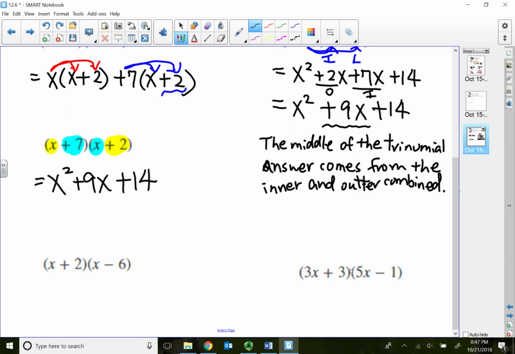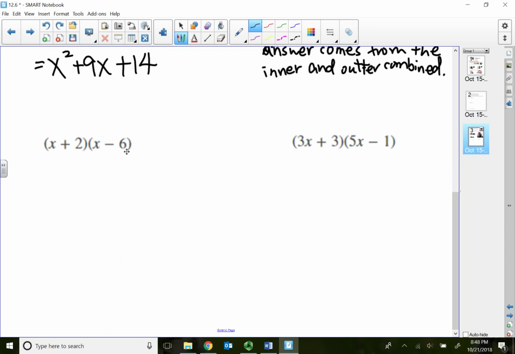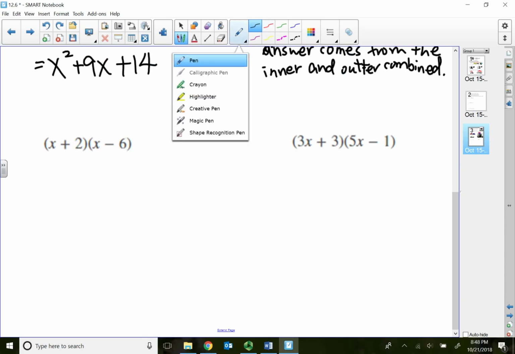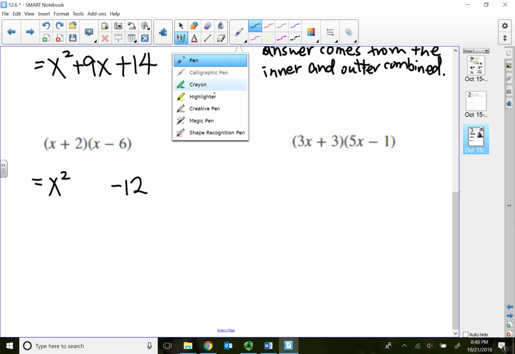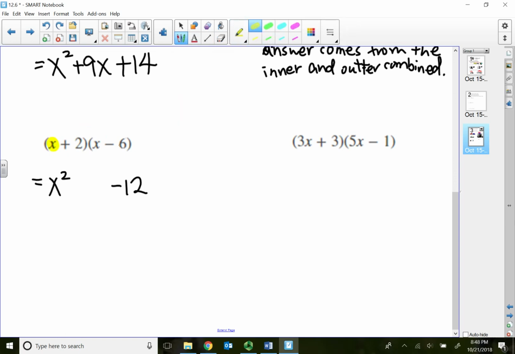Okay, so let's give that a try. How about that? Just do this by looking at it. All right, 2 term times 2 term, FOIL method. The first thing I do is take x times x, which will give me x squared. The last thing I do is positive 2 times negative 6, which is negative 12. So the middle term of my answer has to come from the inner and the outer combined. At the moment, my outer is negative 6x. My inner is positive 2x.